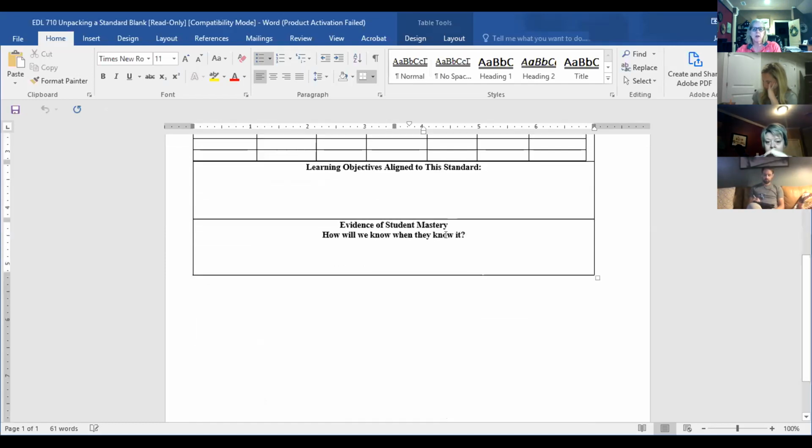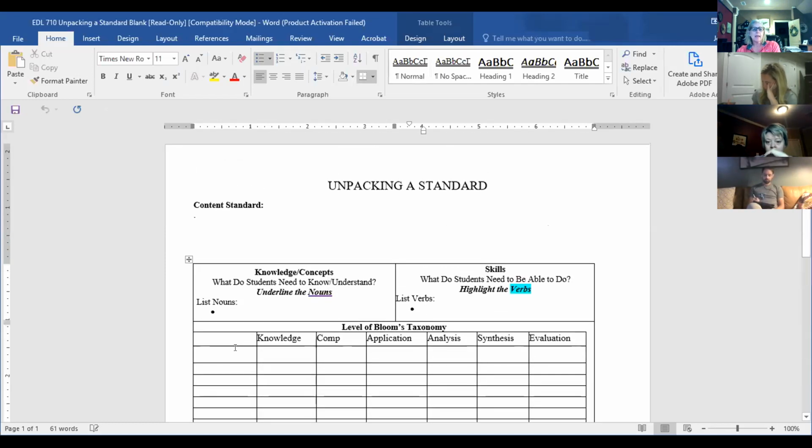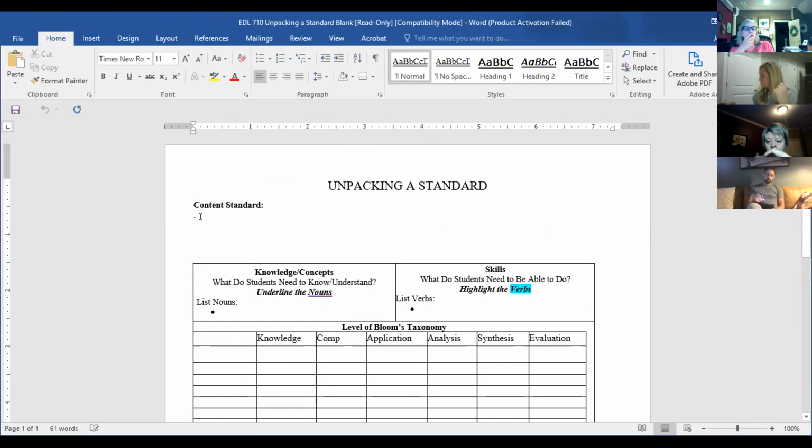So you're just going to pick one standard, and like I said, list the nouns, list the verbs, then tell me which one it falls under. So for example, if I had the standard, let's see, students will be able to add two-digit numbers, let's just say students will be able to add two-digit numbers without any regrouping or anything like that.